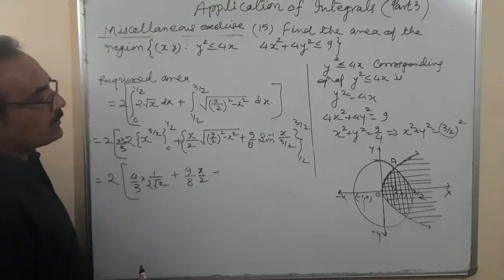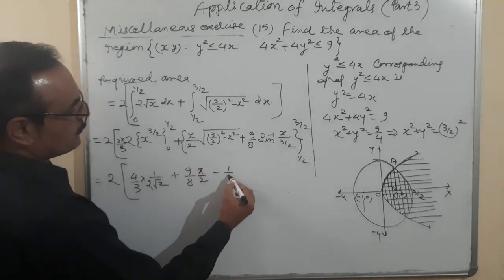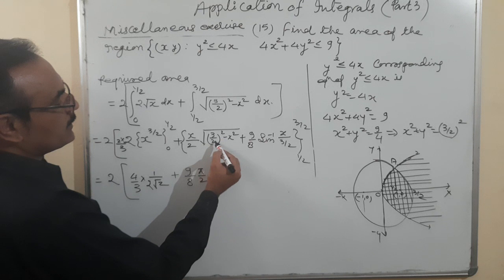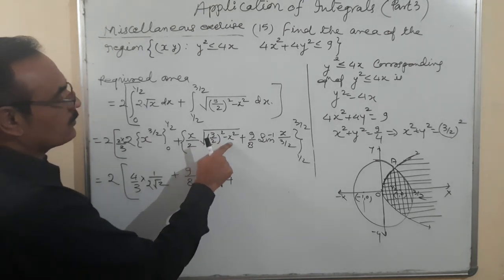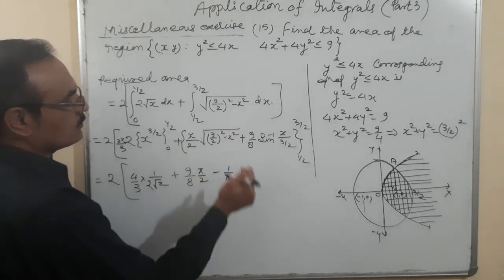Minus, let us put 1 by 2. So it is 1 by 4. 9 by 4 minus 1 by 4 gives 8 by 4, and 2 under root 2.